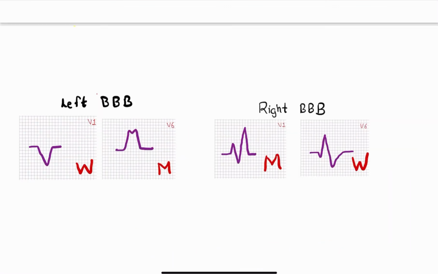Now, if we bring these together, there is a W shape in lead V1 and M shape in lead V6 in case of left bundle branch block, and M shape in lead V1 and W shape in lead V6 in case of right bundle branch block. And this sets us up for an awesome mnemonic, that is William Marrow.